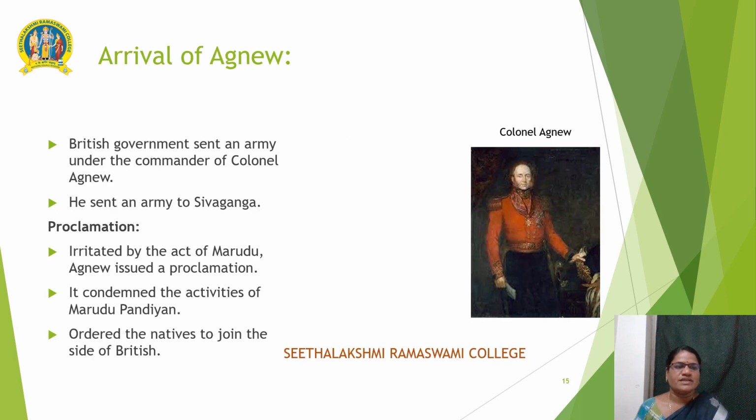Arrival of Agnew. It was in this critical situation that the government sent an army under the command of Colonel Agnew, with a view to preventing the onward march of Marudu Pandyan. The army went to Sivagangai. Irritated by the activities of Marudu Pandyan, Colonel Agnew issued a proclamation against him on 12th June 1801. History mentions it as the Agnew proclamation. It condemned the activities of Marudu Pandyan and requested the natives to join the side of the British.